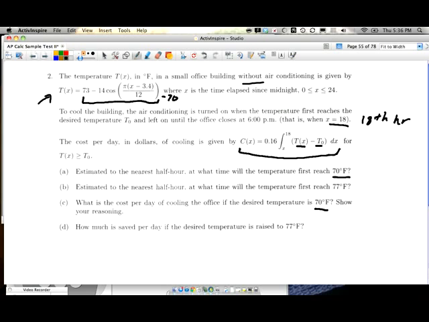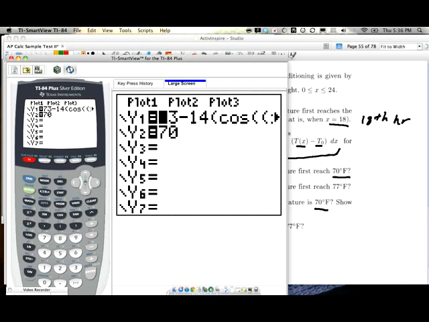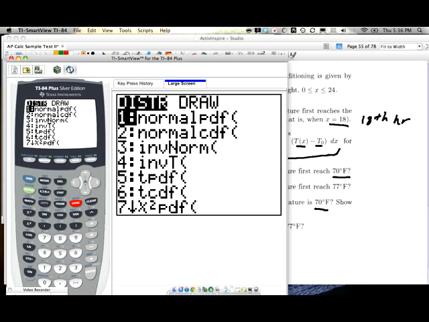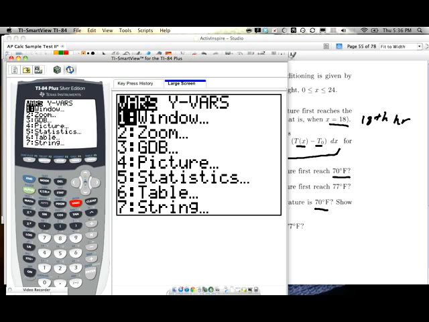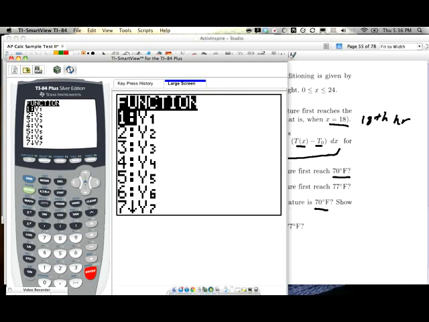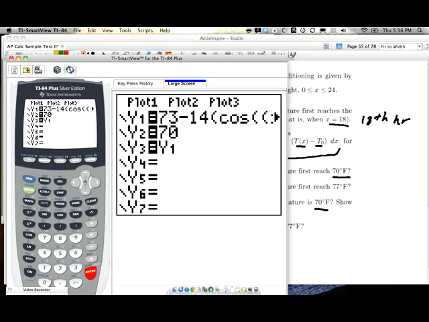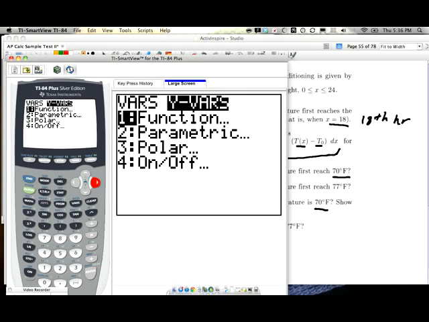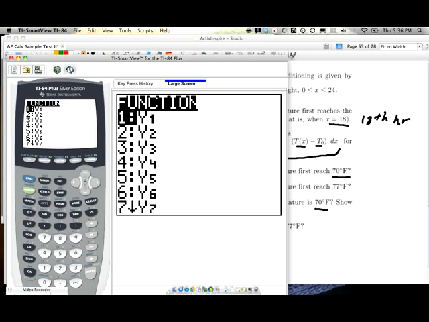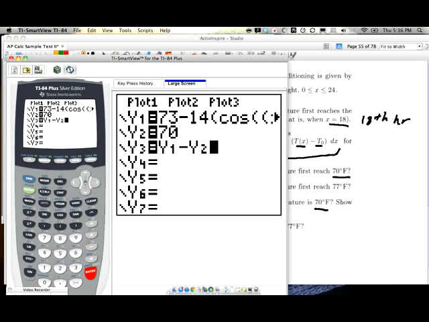So let's go ahead and put that in. This function down here is going to be t of x, which is the top one, minus t of 0, which is that one. So I'm going to have second vars. Whoops, I didn't want that. I just want vars. Then I'm going to go to y vars function and y1 minus vars y vars function and y2. That means I'm going to have this t of x, which is y1, minus t of 0, which is our initial desired degrees, which is 70 degrees in this case, 70.